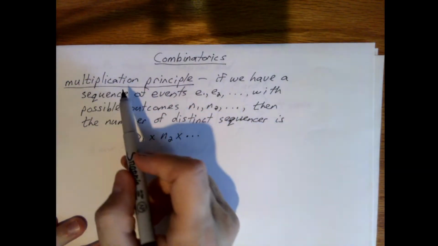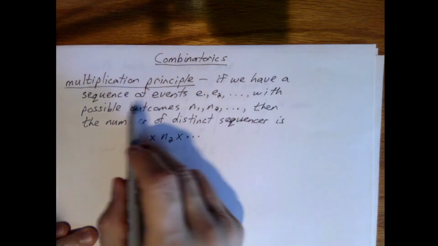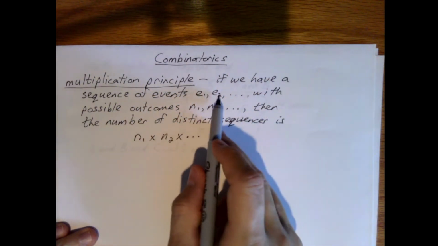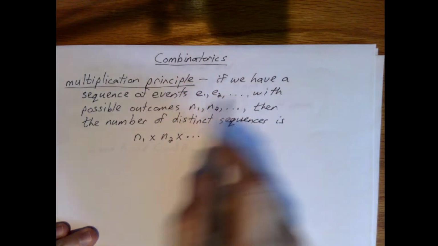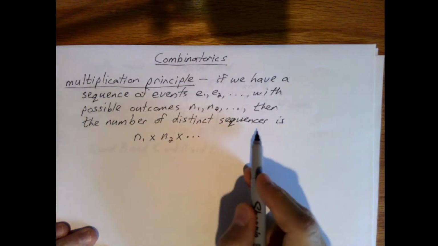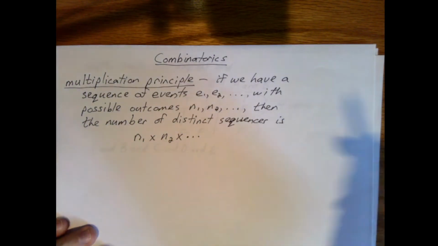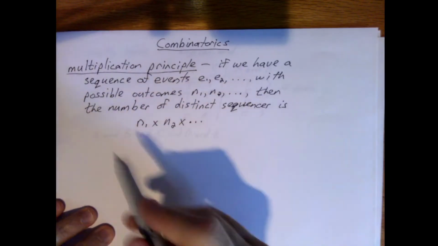But let's look at this definition first. Multiplication principle says that if we had a sequence of events, E1, E2, ... with possible outcomes, N1, N2, ... then the number of distinct sequences is N1 times N2 times N3, and so forth. So what would be an example of something like that?